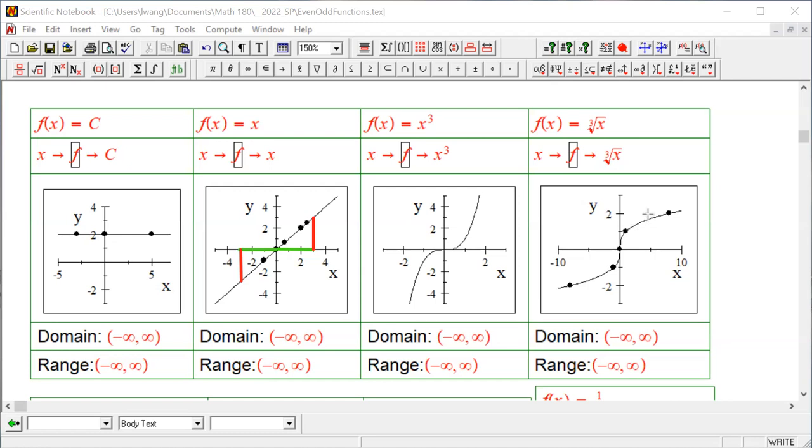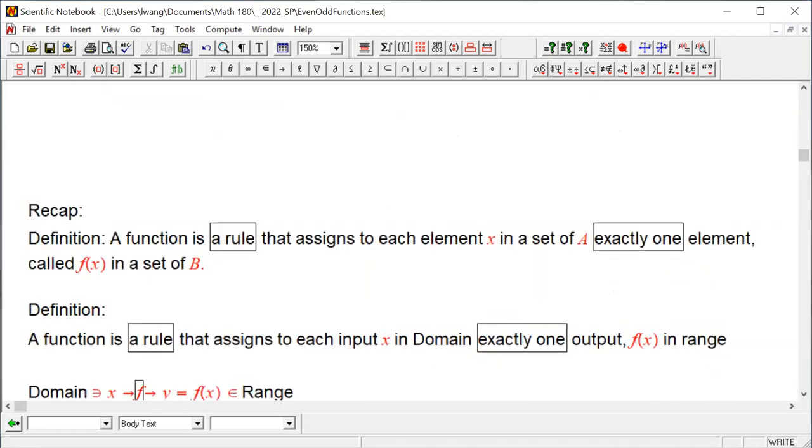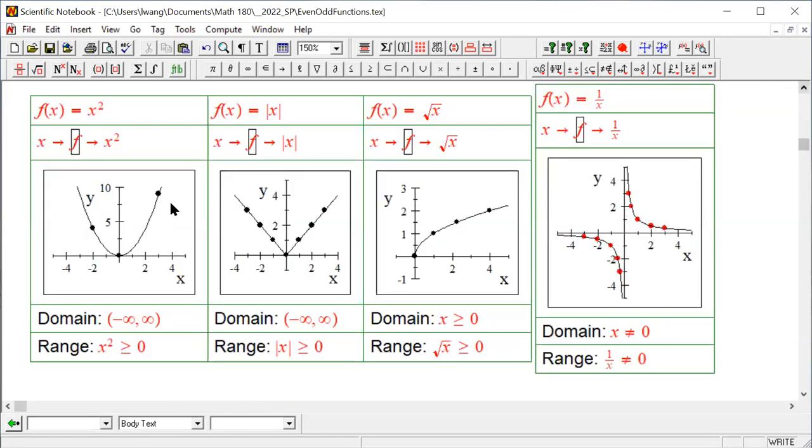Okay, so continue the observation. Even, right? This function is even because of what? Because negative x squared and x squared are always the same. Negative x in parentheses squared, okay? This is what I meant.